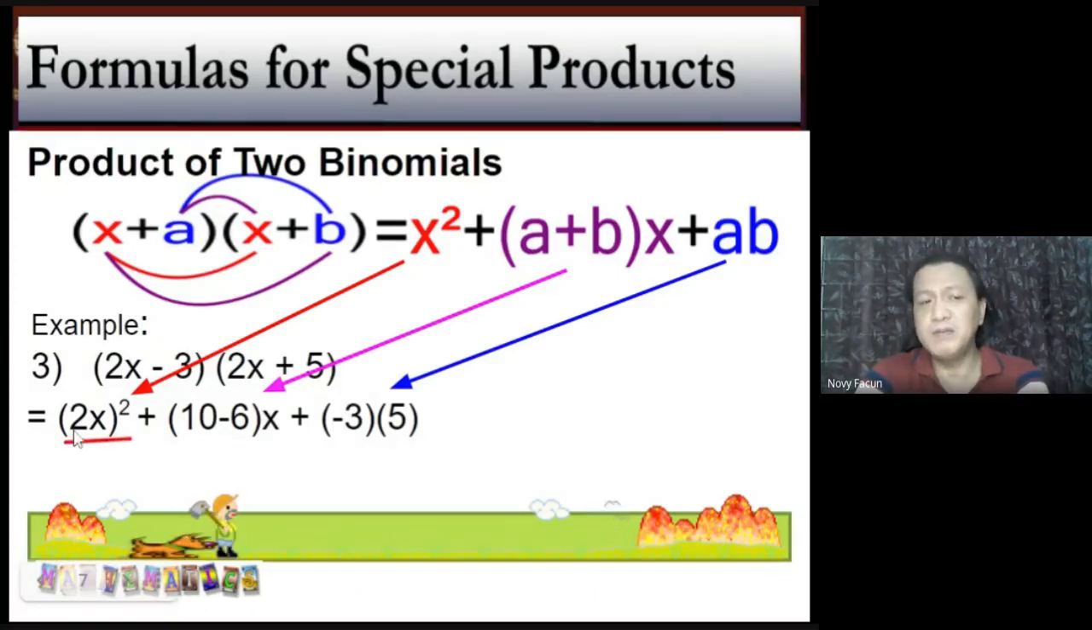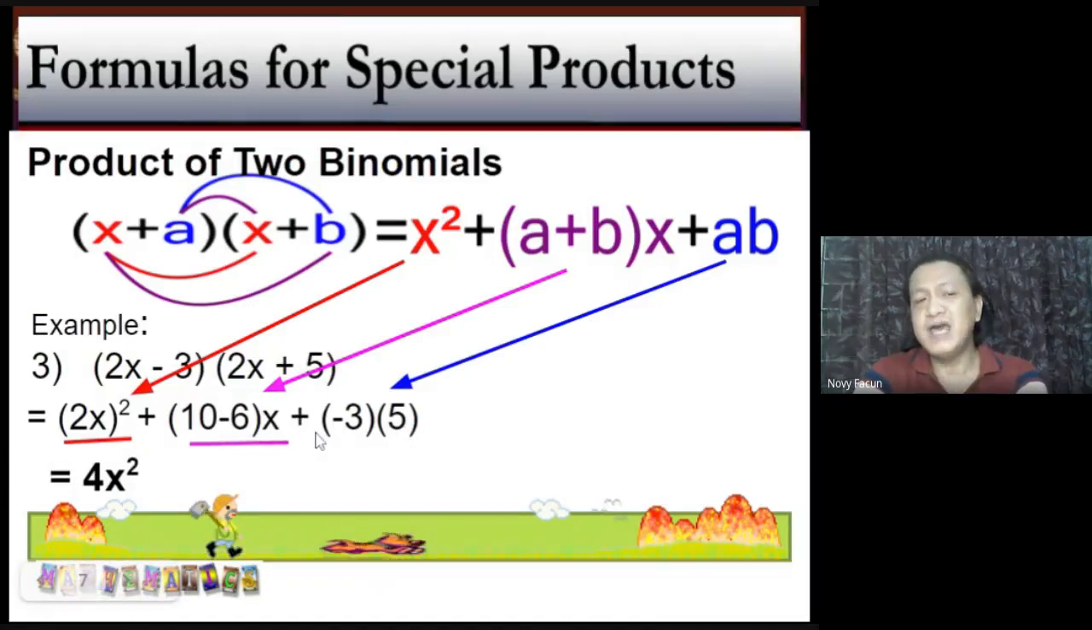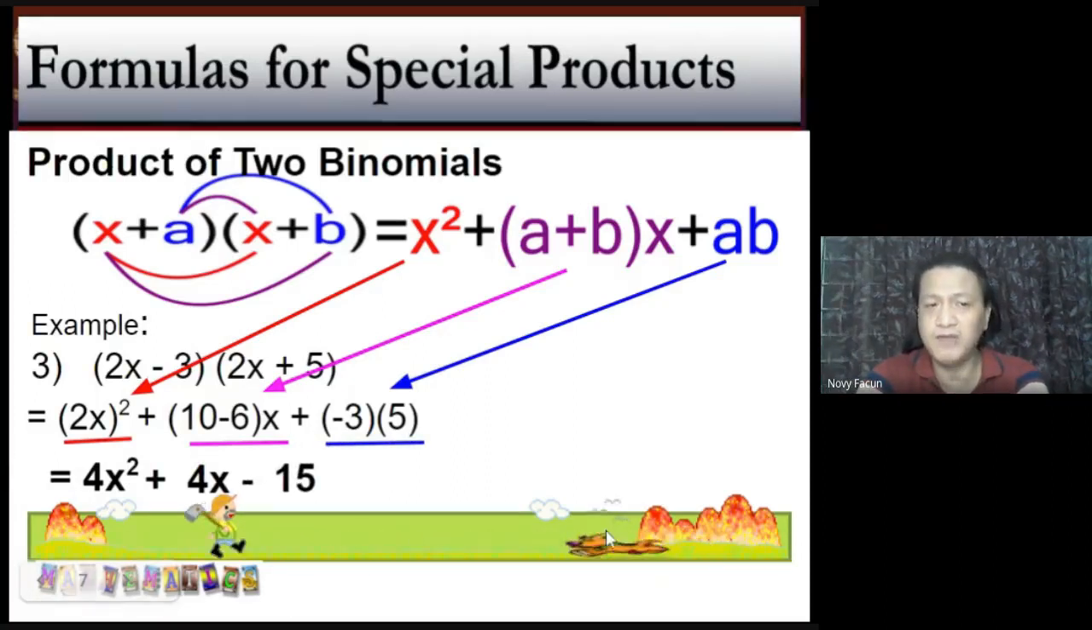And then you can now simplify 2x squared, meaning you have to square the coefficient first. So 2 raised to 2 becomes 4, and it is x squared, so 4x squared. Here, in the middle term, 10 minus 6x is simply 4x. And here, that is the product of negative 3 and 5, that is negative 15. Therefore, our final answer, or the product, is 4x squared plus 4x minus 15.